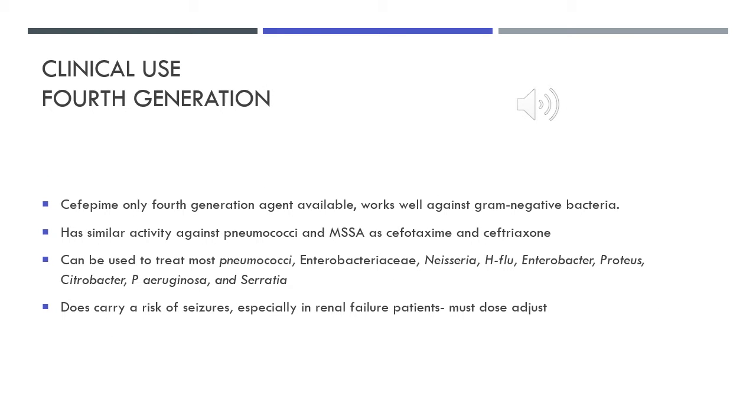In terms of the fourth generation options for parenteral cephalosporins, we have cefepime. It's our only fourth generation agent, so treat it nicely. Works well against gram-negative bacteria. Has similar activity against pneumococci and MSSA, which would be methicillin-sensitive Staph aureus, as cefotaxime and ceftriaxone, like the third generation. Can be used to treat most pneumococci, Neisseria, H. flu, Enterobacter, Proteus, Citrobacter, P. aeruginosa, Serratia. Has a really broad base of what we can use it for, but it shouldn't be overused.